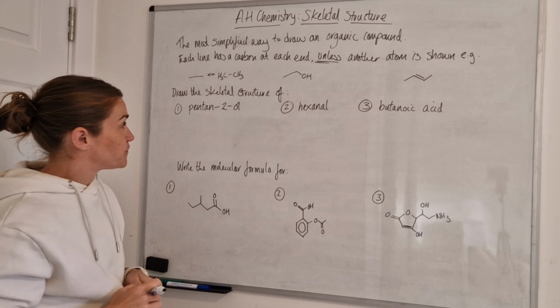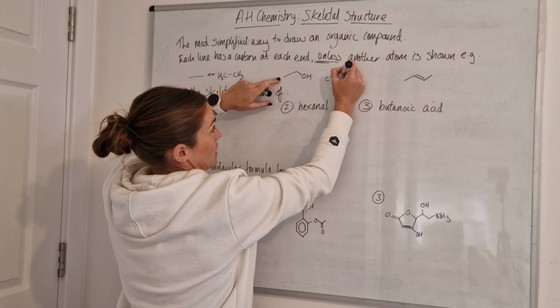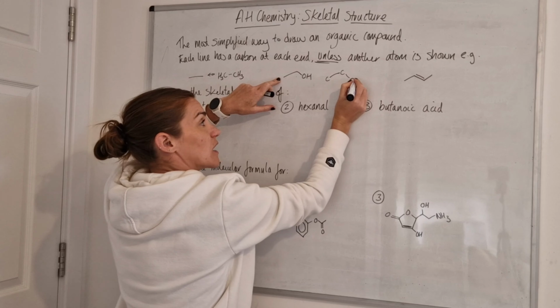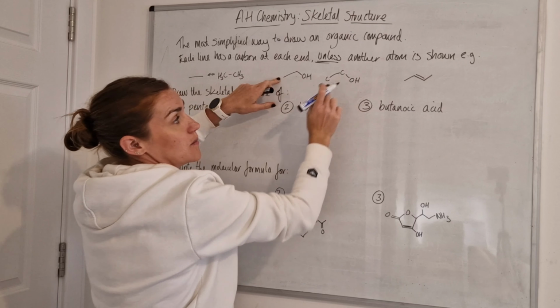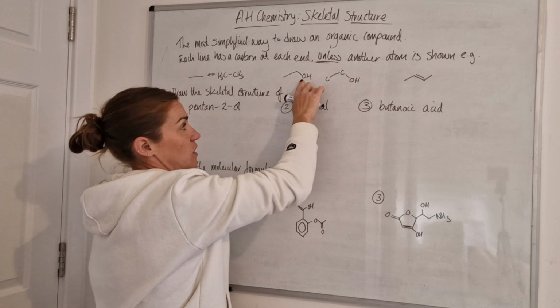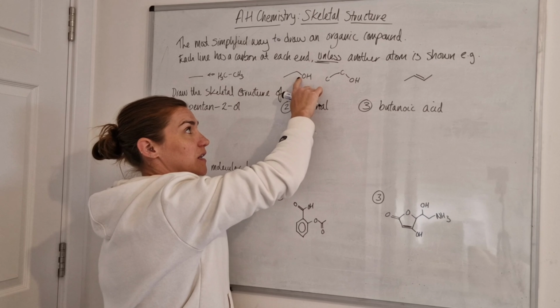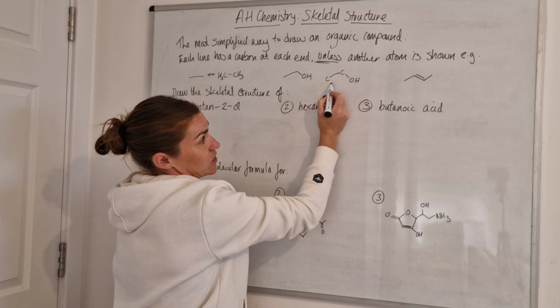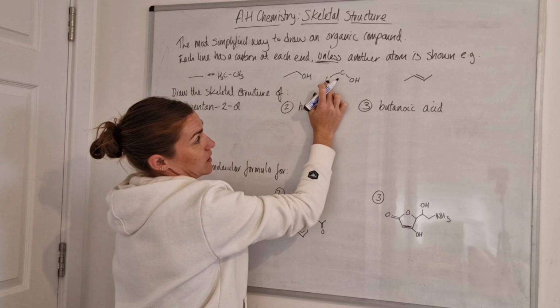We do the same thing here for this one. So here's our first straight line. There's a carbon at this end, a carbon at this end, and then we've got another line, but that goes to the oxygen, so there's actually an OH group there. There's not a carbon on this one. If there's another atom shown, it's not a carbon at the end of the line, it is that other atom.